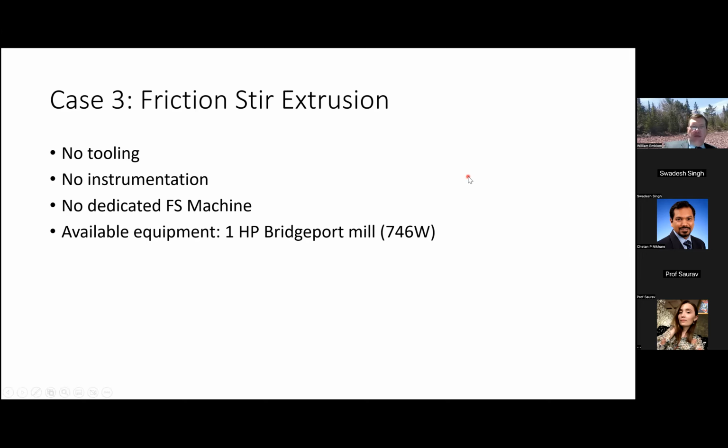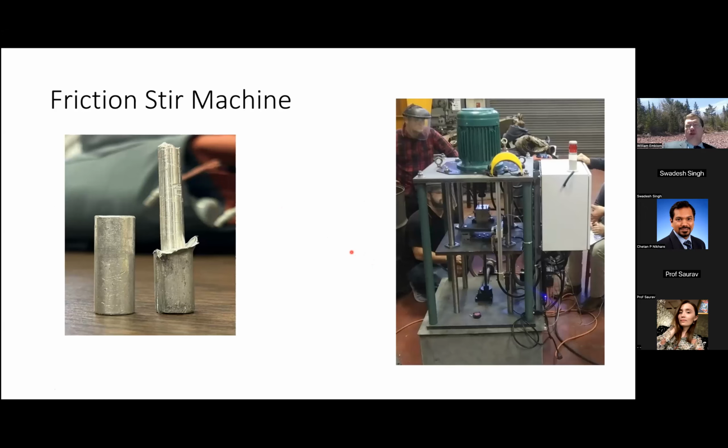So again, we had a problem. We had no tooling available, no instrumentation to speak of. We did not have a dedicated friction stir machine, and not only that, we did not have access to a CNC mill because that was either down or being used by other people almost all the time. We did have access to a 1 horsepower manual Ridgeport mill. And so the only thing we could do is say, hey, let's try it and see what happens.